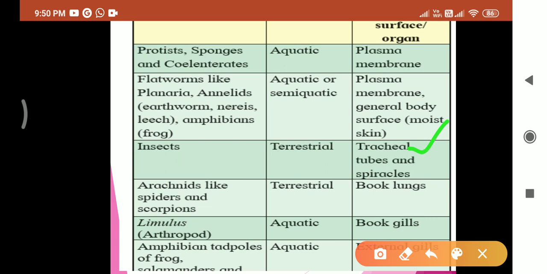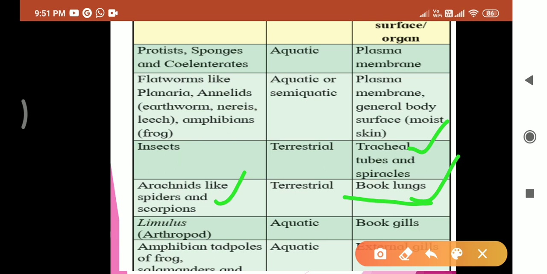In the previous slide I told you about the lungs. From this class the book lungs start developing, not fully developed, but started. So here the lungs begin to evolve in a particular organism. This is the book lungs in the arachnid, the spider. And the next one, arthropods. You know about this class.